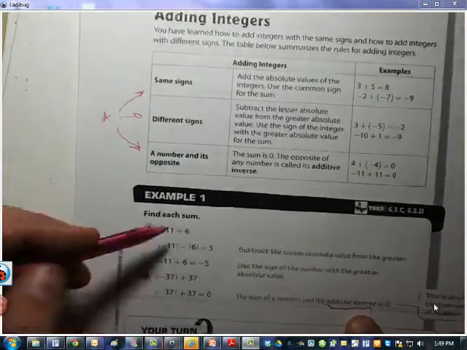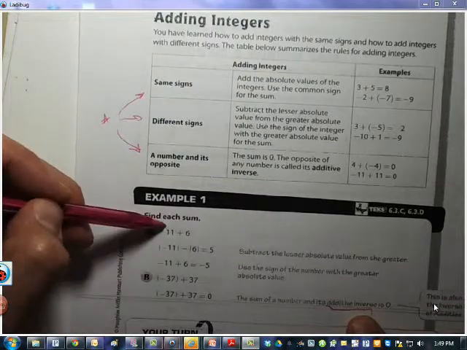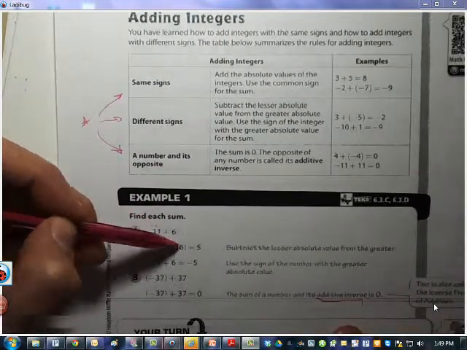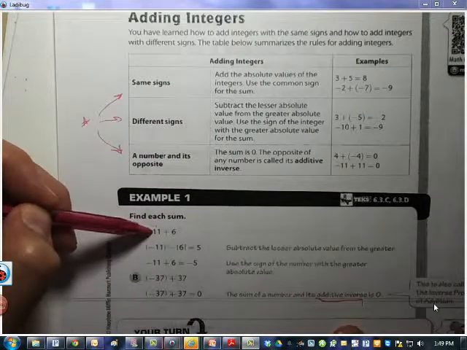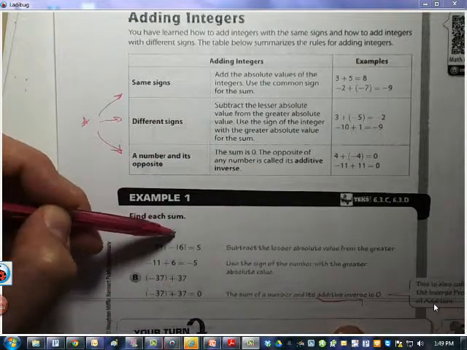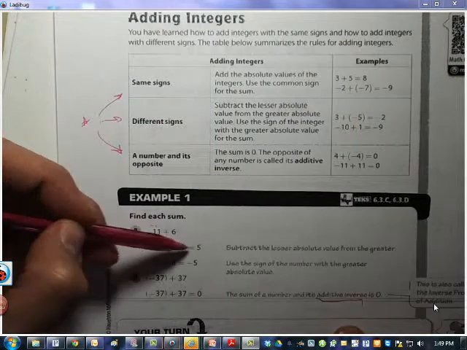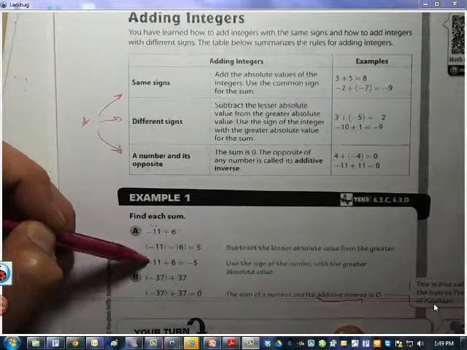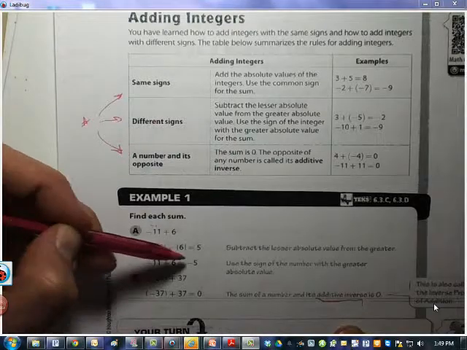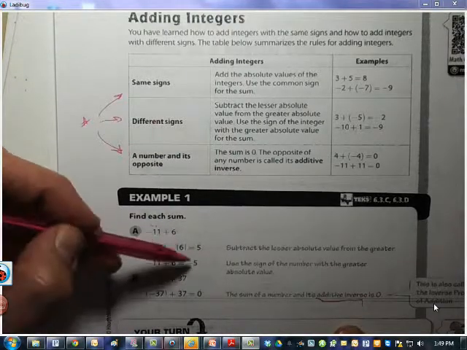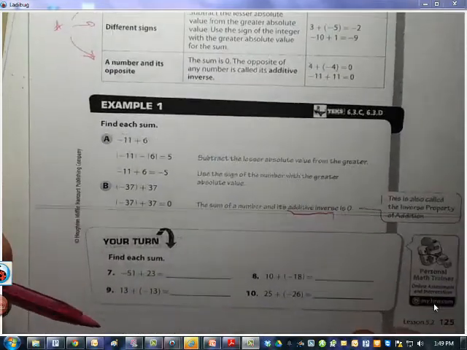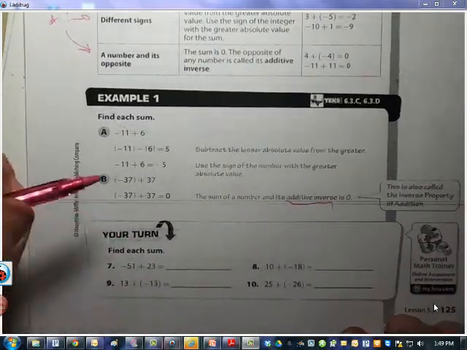All right, so here's the example. When you find the sum of opposite numbers, what you do is you find the difference between the absolute values, so how far they are from 0. So in this case, 11 and 6, we find the difference between the two. The difference is 5, and then we add on the larger sign. So the larger sign of this one is negative, so we add on the negative to our answer, so it's -5. All right, so here's our turn. Pause the video, start it back up when you think you got it.